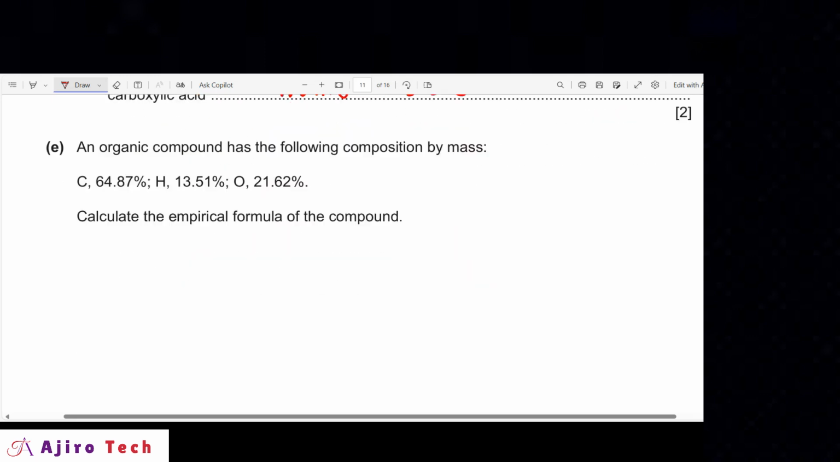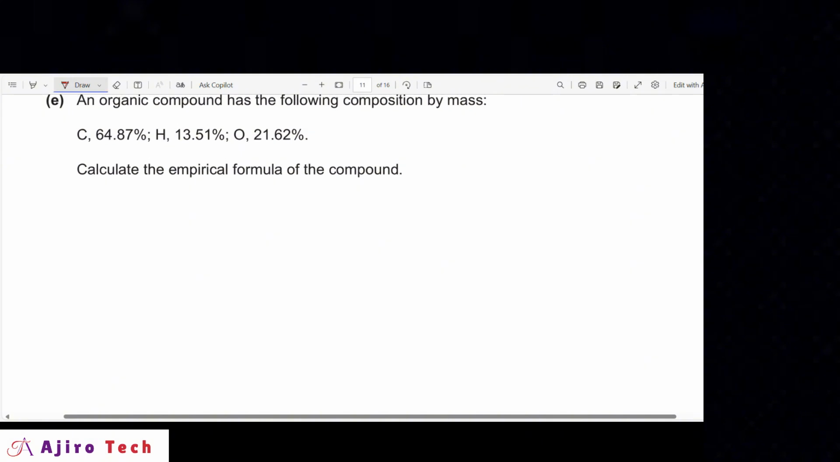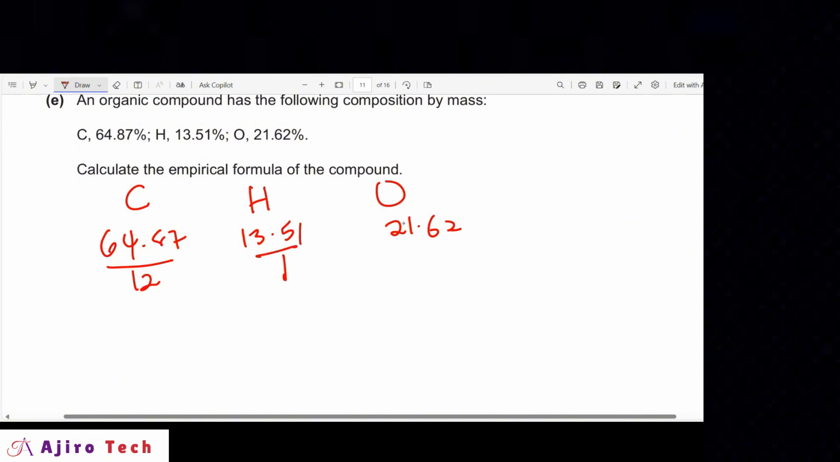All right. So we have a question on empirical formula. So of course you know how to do this. So C, H and then there is O. So this is 64.87. This is 13.51. This is 21.62. The first step is to get the number of moles. So divide this by 12, divide this by 1, divide this by 16. Okay, so that's the first step. By the time you do that division, I just think I need to use my calculator here. Sorry.